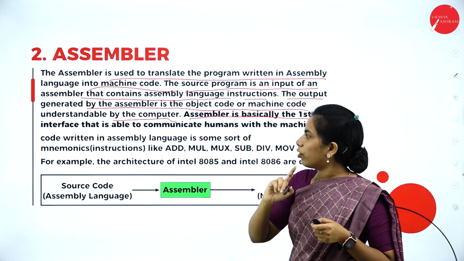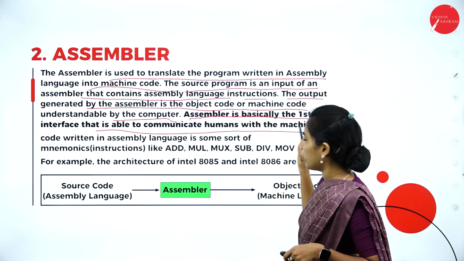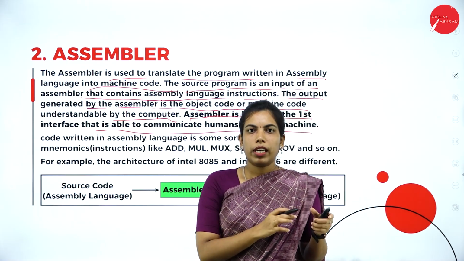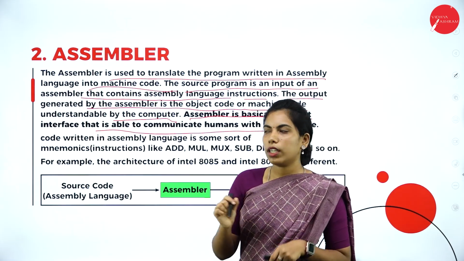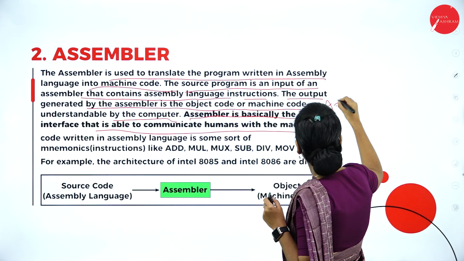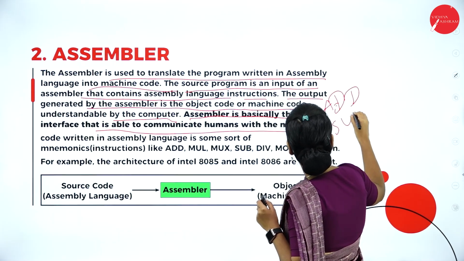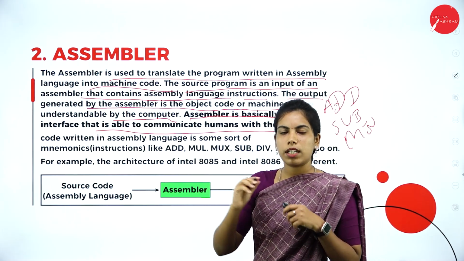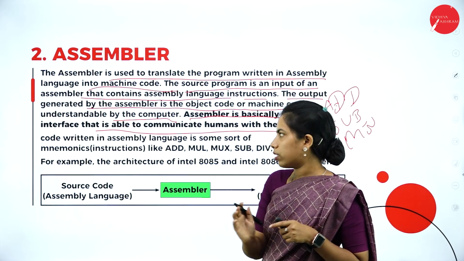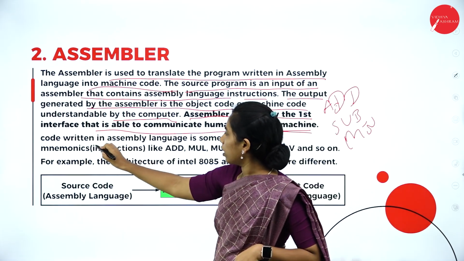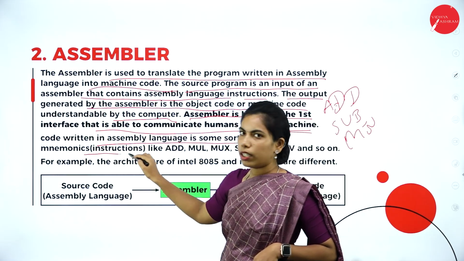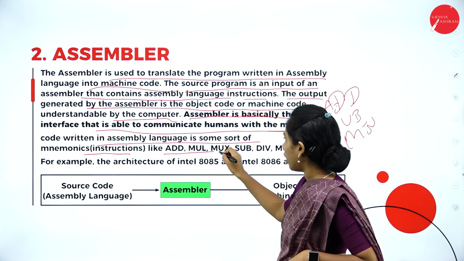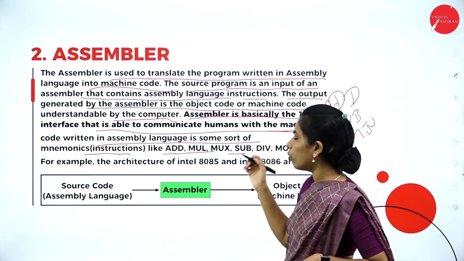Assembler is basically the first interface that is able to communicate with humans. In the previous slide we already saw the computer languages. Assembly level language is quite human friendly. Why? Because it only uses mnemonics. Mnemonics are, as I already told, add, sub and move. These are used by assembly level language, right? That's why it's a quite human readable format. Mnemonics are nothing but the instructions or commands. Here you can see add, mul, subtraction, division, move and also load.